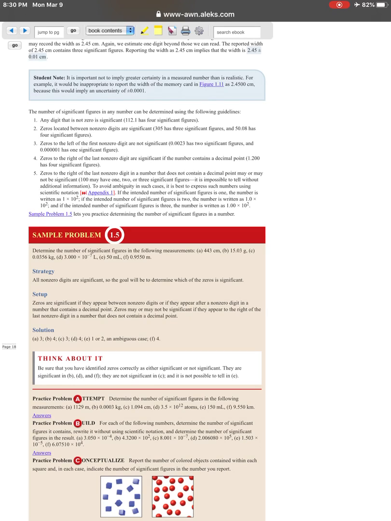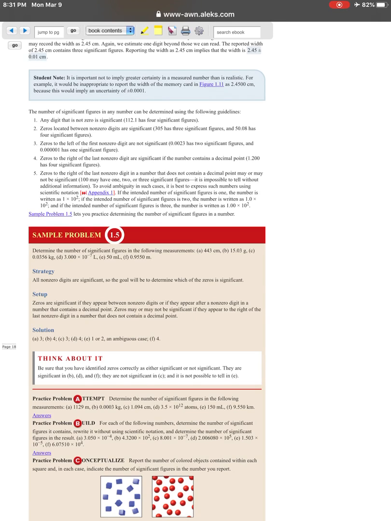If you want all 3 to count, then you would write 1.00 times 10 to the 2. And then again, according to rule 4, the zeros to the right of the non-zero would count as significant figures, and you'd have 3 sig figs. So 1, 2, 3. So let's take a look at sample problem 1.5.